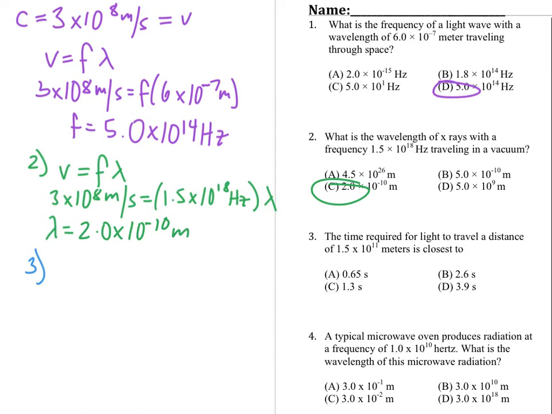The time required for light to travel a distance of 1.5 times 10 to the 11th meters. As a note, I made a mistake here. None of these answers are correct. I copied the wrong answers, guys.